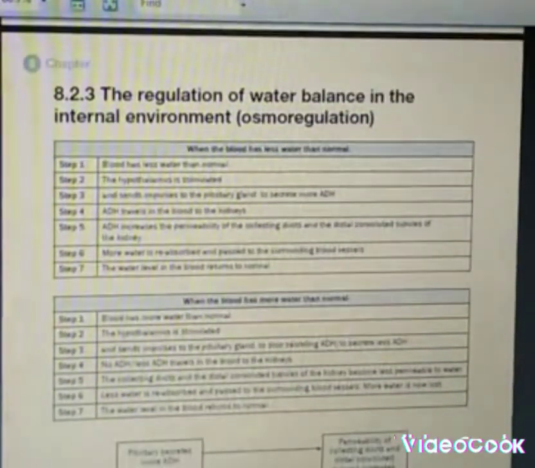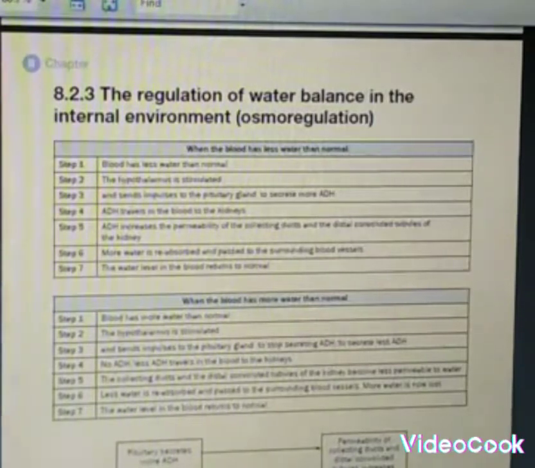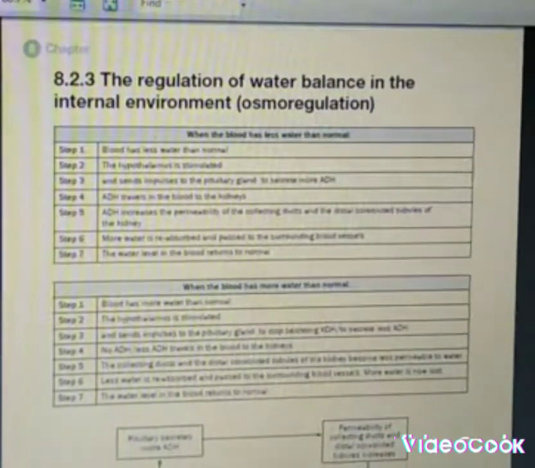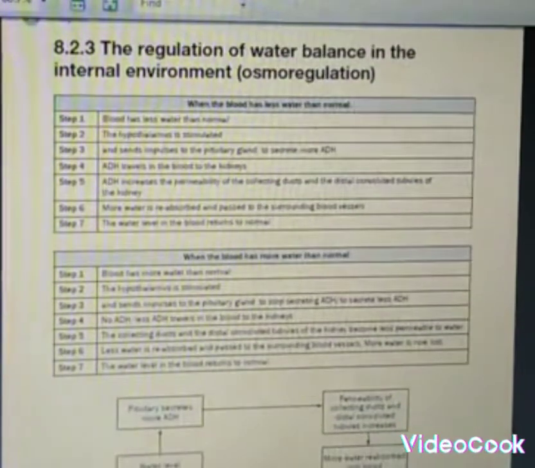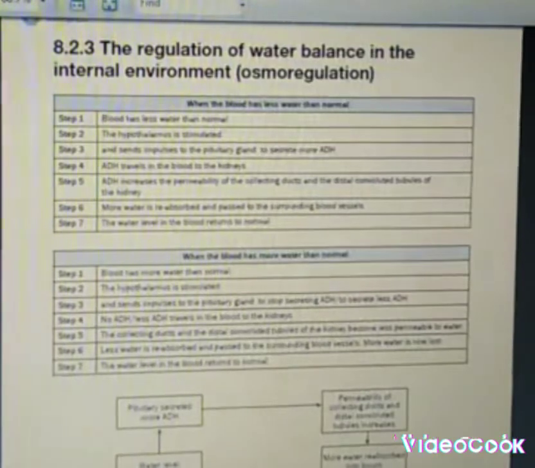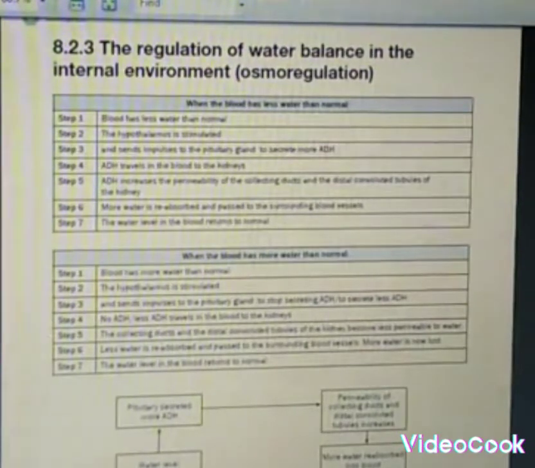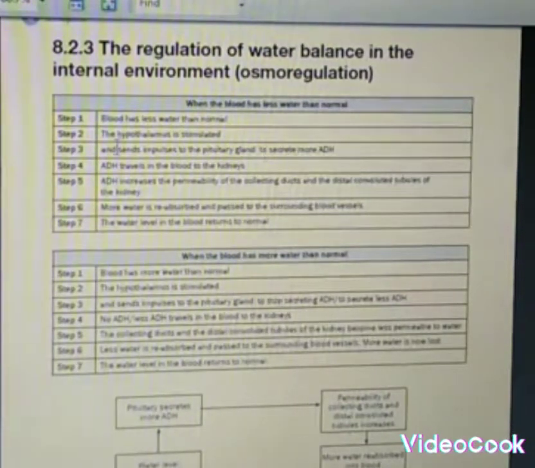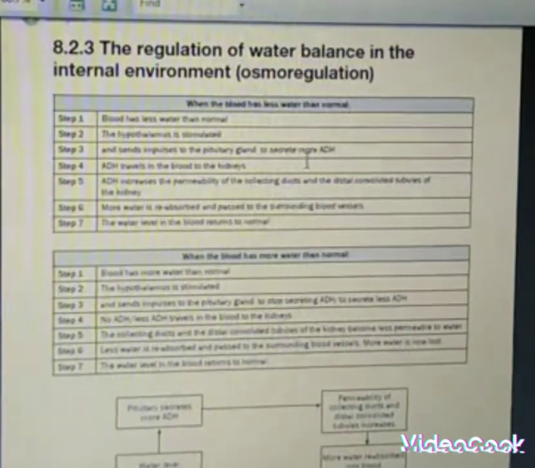But then we have another very important regulation mechanism that we need to know and be familiar with. It's osmoregulation. In osmoregulation, we are focusing on water. Your water has to be maintained at a constant level. It mustn't be too high and also mustn't be too low. So we'll start with a case when your water levels are less than normal. They are below normal. So what happens is the hypothalamus is stimulated.